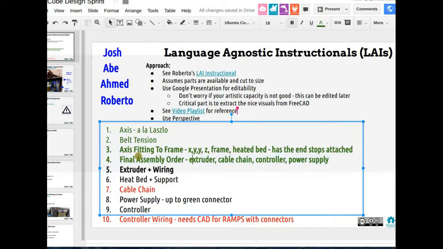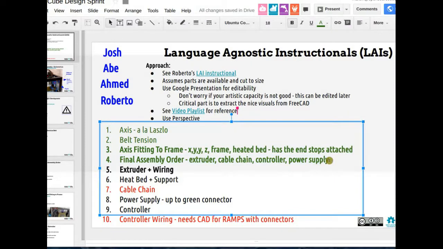For that, we need to extract part by part: X, Y, Z, frame, heated bed, plus all those elements, one by one, like the final assembly order. The way you can start is to go into the video playlist. There's a video there already on the final assembly order, so just replicate that, because that video by Jose is a good video on the final assembly order. It's missing some of the things, I think the cable chain, controller, and power supply.